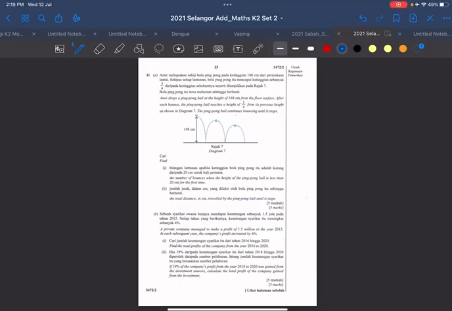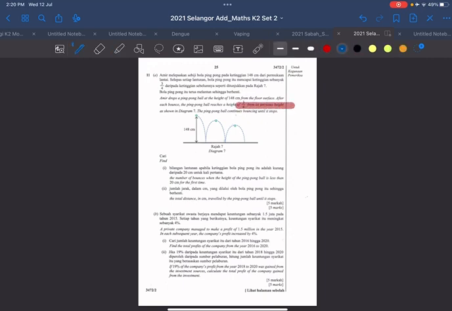Hi guys, today I'll be looking at an Addmaths trial question. So Amir drops a ping pong ball at the height of 148 cm from the surface. After each bounce, the ball reaches a height of 3 over 4 of its previous height.